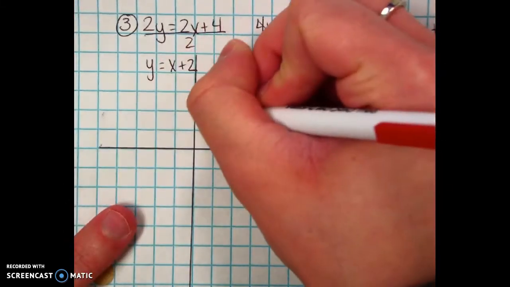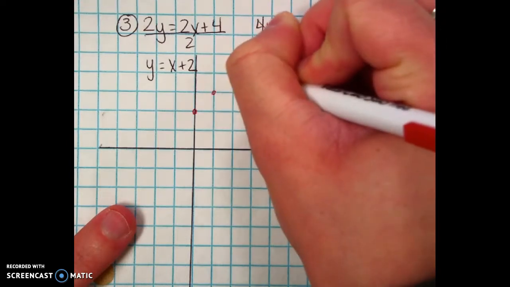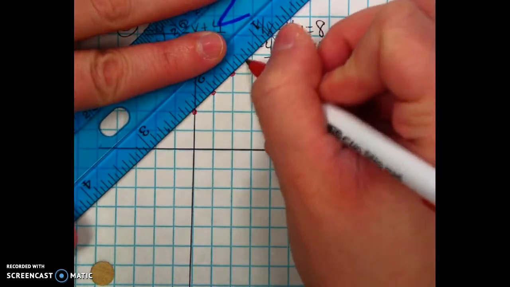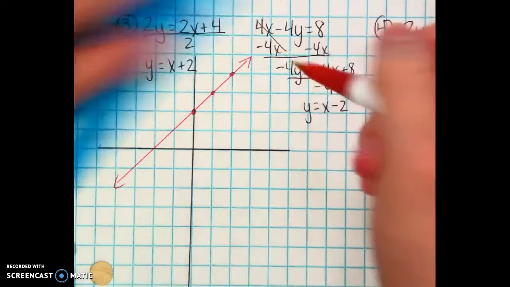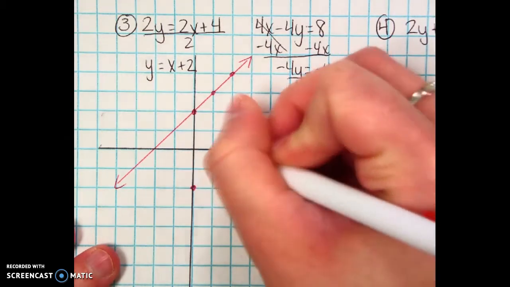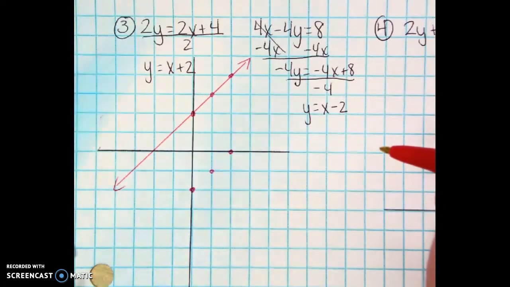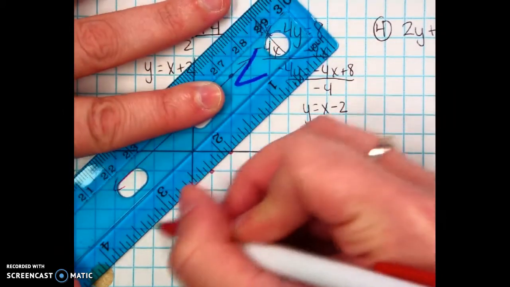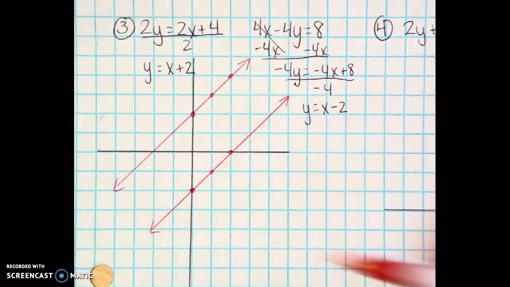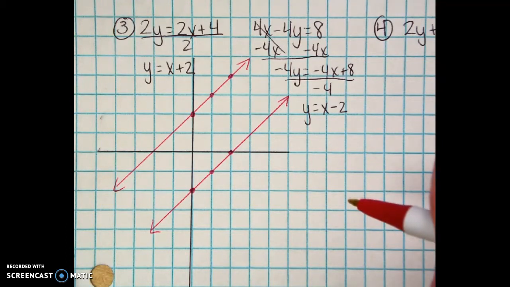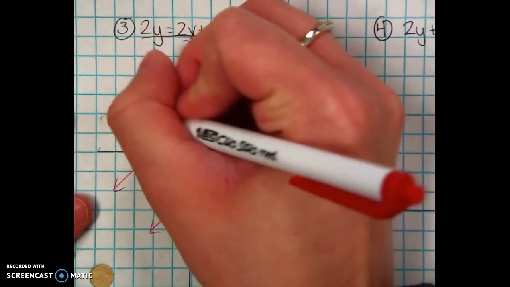So I'll graph the first one. It goes up 1 over 1, up 1 over 1. The other one starts at negative 2, and up 1 over 1, up 1 over 1. They have the same slope. I wonder what that means. They are parallel because they do have the same slope. If you see something like this on your quiz, yes, you do still need to graph it if it's in the graphing section. But the answer here would be no solution.